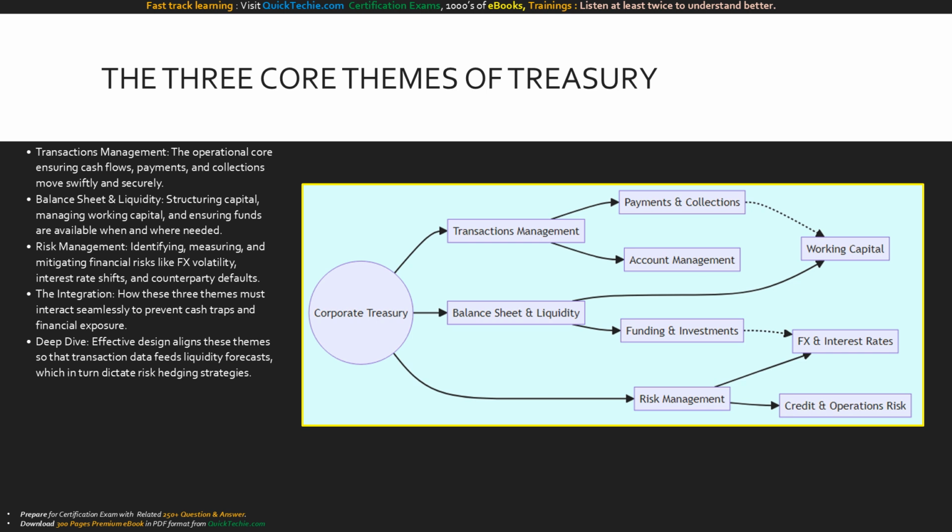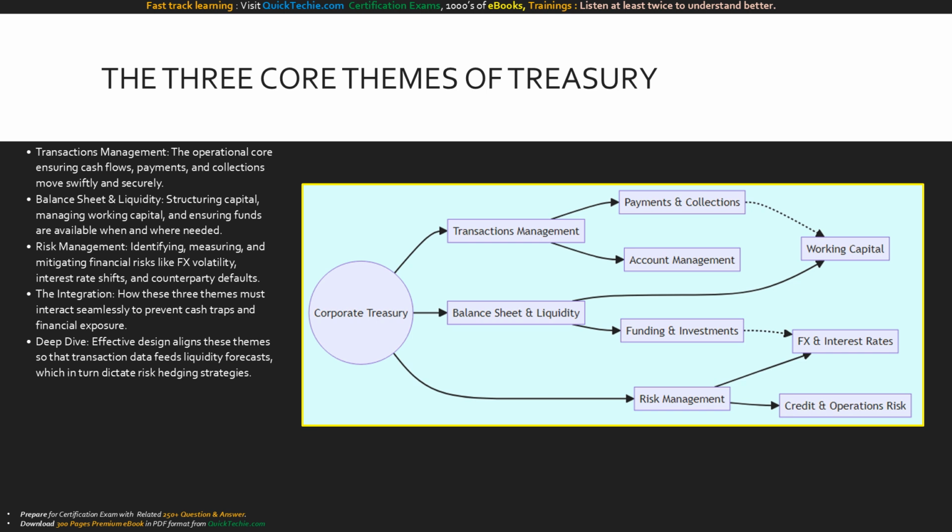Observe the mind map before you. The corporate treasury sits at the center, acting as the brain. From it, three main arteries branch out: transactions management, balance sheet and liquidity, and risk management. Under transactions, we see nodes for payments, collections, and account management. This is the transactional supply chain. Moving to liquidity, we have working capital and funding. Notice the dotted line connecting payments and collections directly to working capital. This illustrates that efficient transaction design directly shrinks your cash conversion cycle.